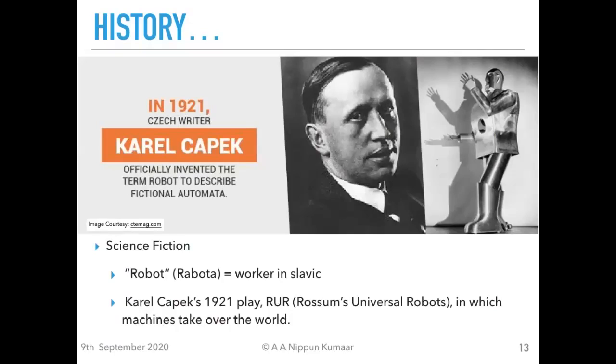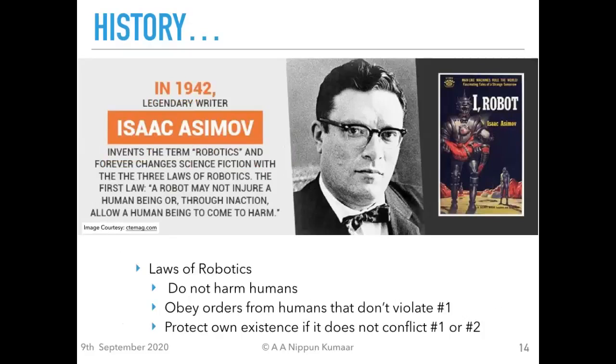Then in 1942, Isaac Asimov coined the term robotics. He wrote his novel called I, Robot. I'm sure all of you will be aware of it. It was made into a movie, right? I, Robot, the Will Smith movie. So he has written a lot of books on robotics. Even now, it's available. You can just check on Kindle. You have a lot of different series of this, and I, Robot was one of the initial books.